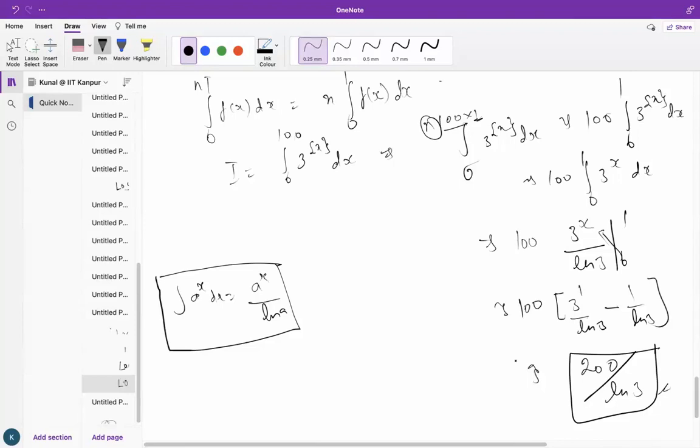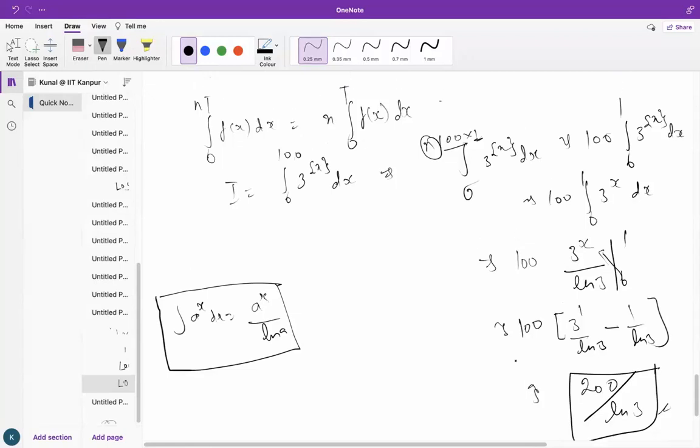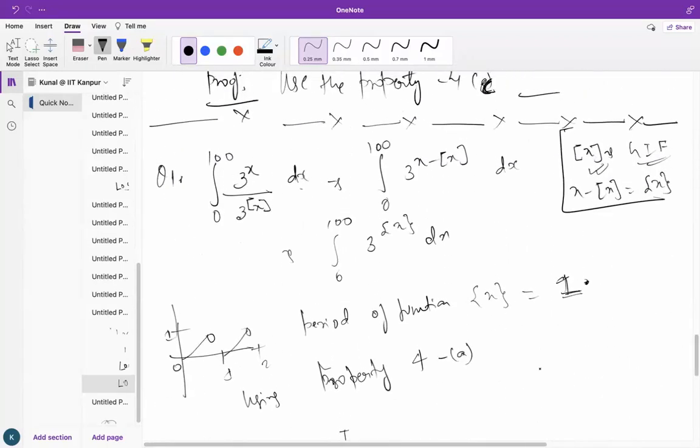I hope you'll all understand what I'm trying to say. So let me tell you again what I'm doing here. Our given integrand is something like 3 to the power x by 3 to the power box of x. And we know that the box of x function represents the greatest integer function. Basically, it represents an integer. I assume that you already learned this in the function chapter, so I'm not going into much detail in defining the box of x function.